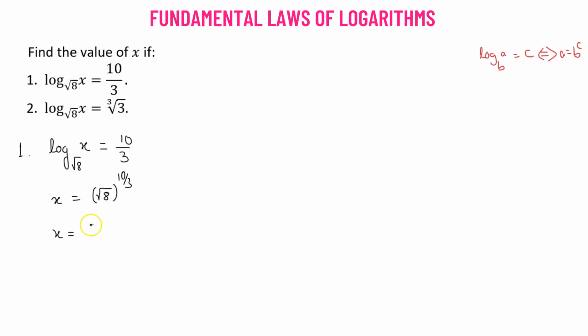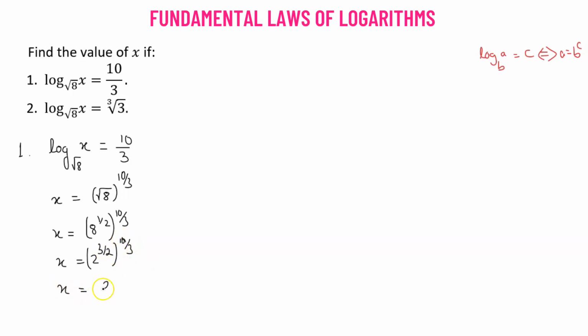So square root of 8 can also be written as 8 raised to the power of 1/2. So we have 8 raised to the power of 1/2, whole raised to the power of 10 over 3. And 8 is 2 cubed, so that means we have 2 raised to the power of 3 over 2, whole raised to the power of 10 over 3. Now the exponents will simply get multiplied as per the law of indices.